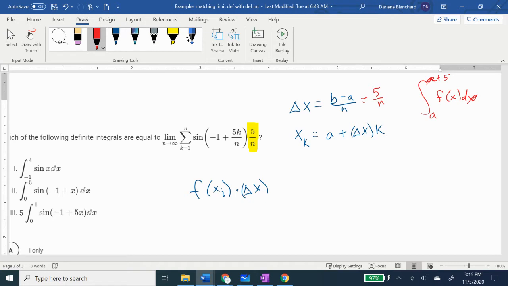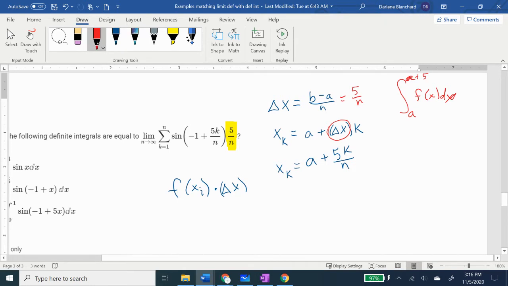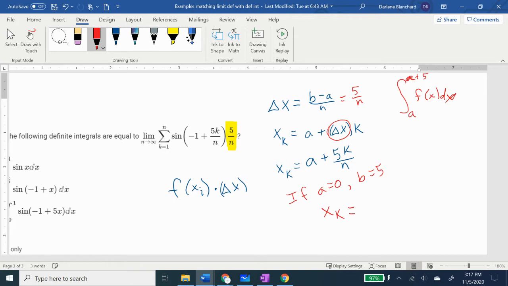Now, I'm going to take the 5 over n and move it here to the x sub k formula. And then I need to decide what a could possibly be. 0 is always a possibility for what a is. If a is equal to 0 with a delta x that is 5 over n, then b is going to have to be 5. And my x sub k is just 5k divided by n.